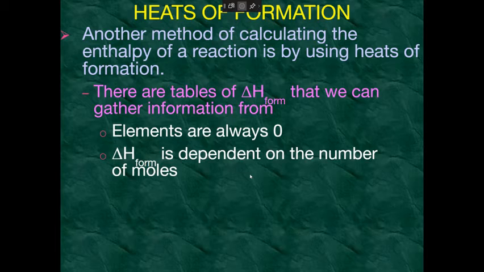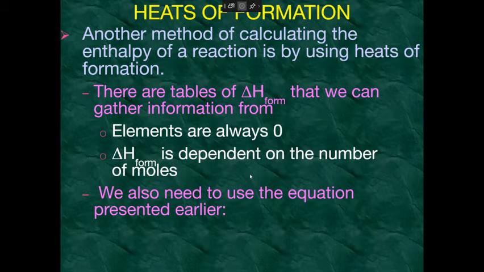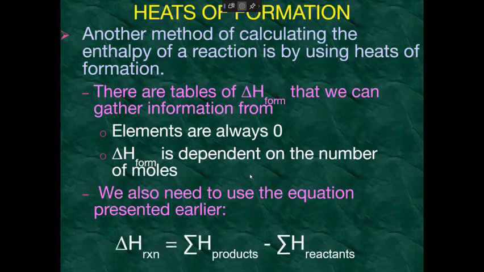This is dependent on the number of moles. So when you're calculating a chemical reaction, you need to account for the coefficients. And we also need to use this equation. This is a type of equation that you will see bouncing around, but it makes me a little bit nervous because the negatives and the positives in thermochemistry only refer to the direction of heat flow.